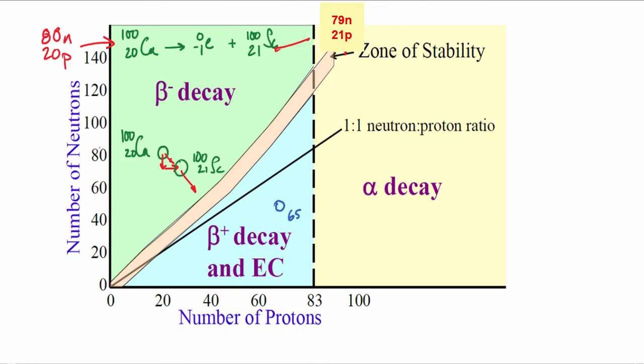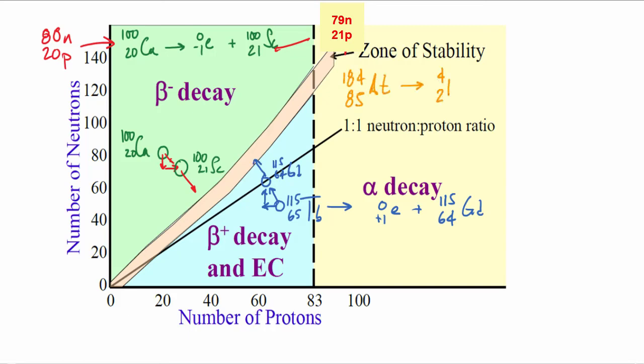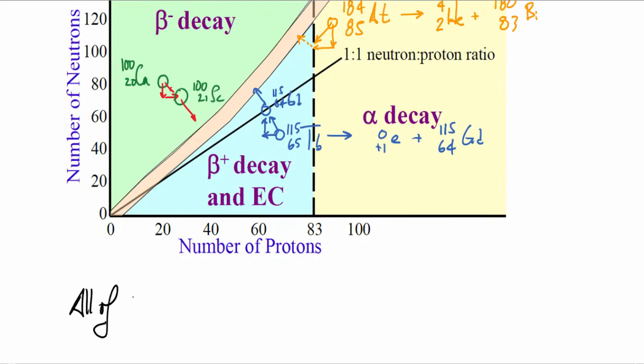Down in the lower, green quadrant, we have positron decay, and that's what happens when something like Tb-115 here decays with a positron, making Gd-115, or gadolinium 115. So these reactions look like losing a proton and gaining a neutron. If you are outside the zone of stability, like astatine 184 here, then you have to lose alpha particles, protons and neutrons, going down here until you get into the blue zone and then start positron decay or electron capture.